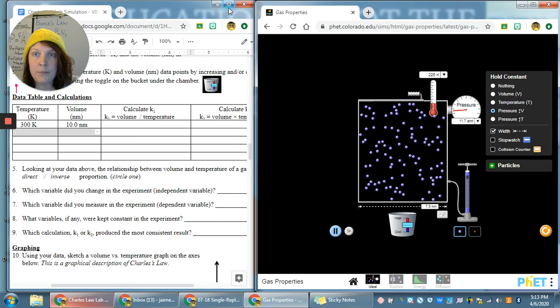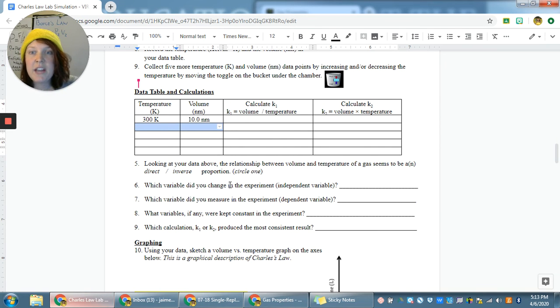Okay, so looking at your data above, the relationship between volume and temperature of gas seems to be a direct or inverse proportion. Remember, if something's a direct proportion, while one thing increases, the other variable also increases. And if it's an inverse proportion, while one variable increases, the other variable decreases.